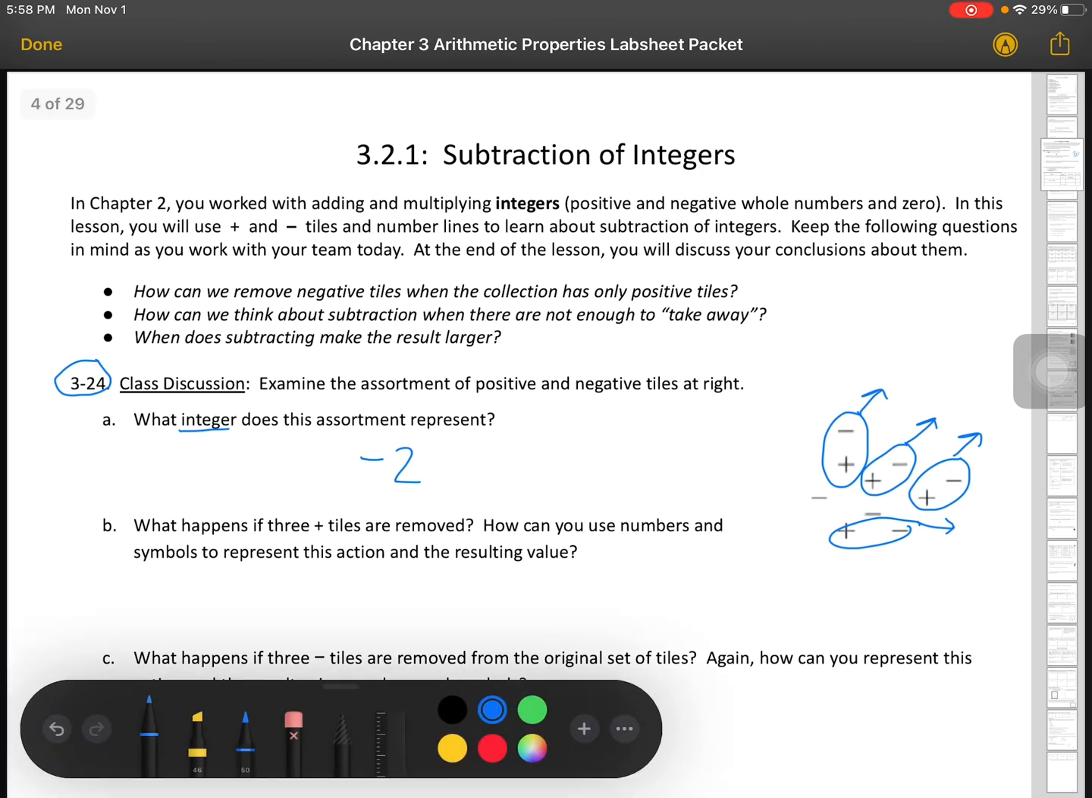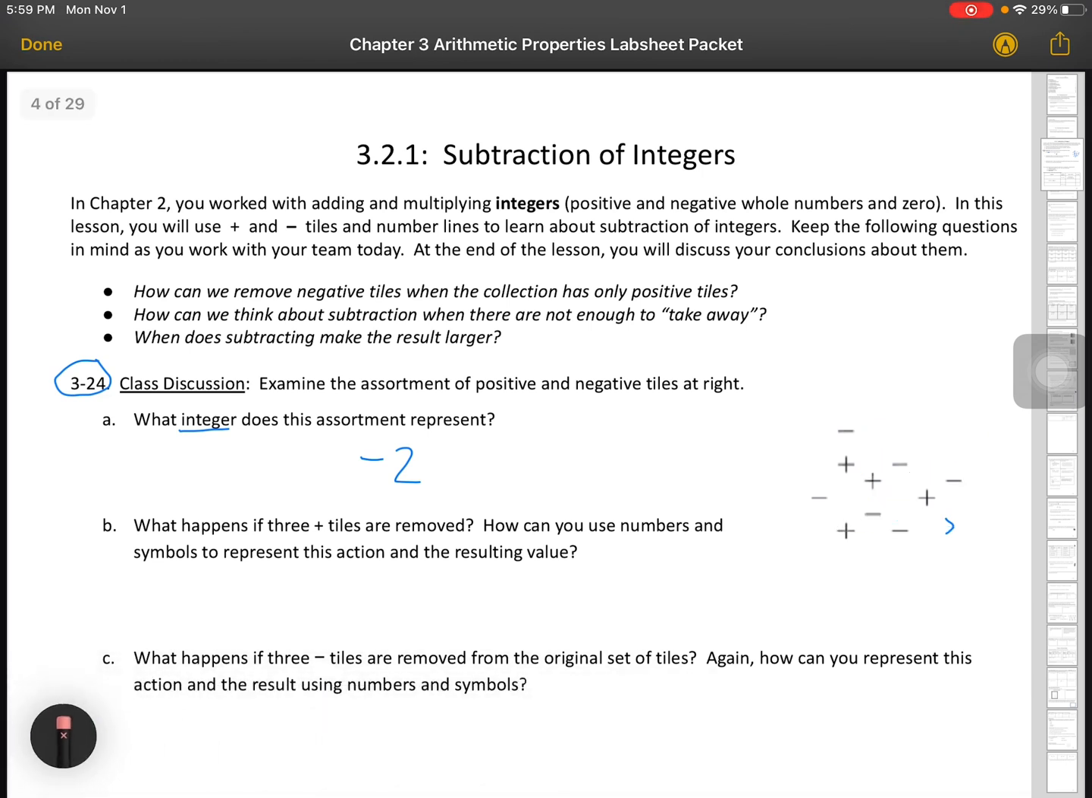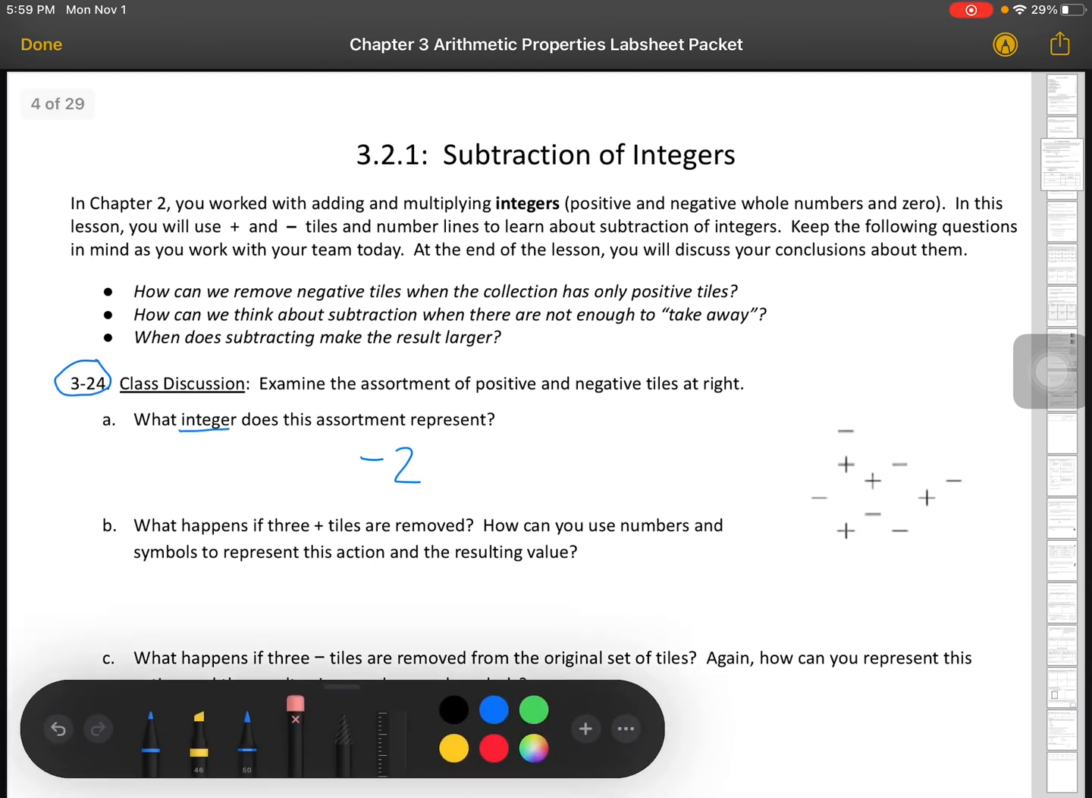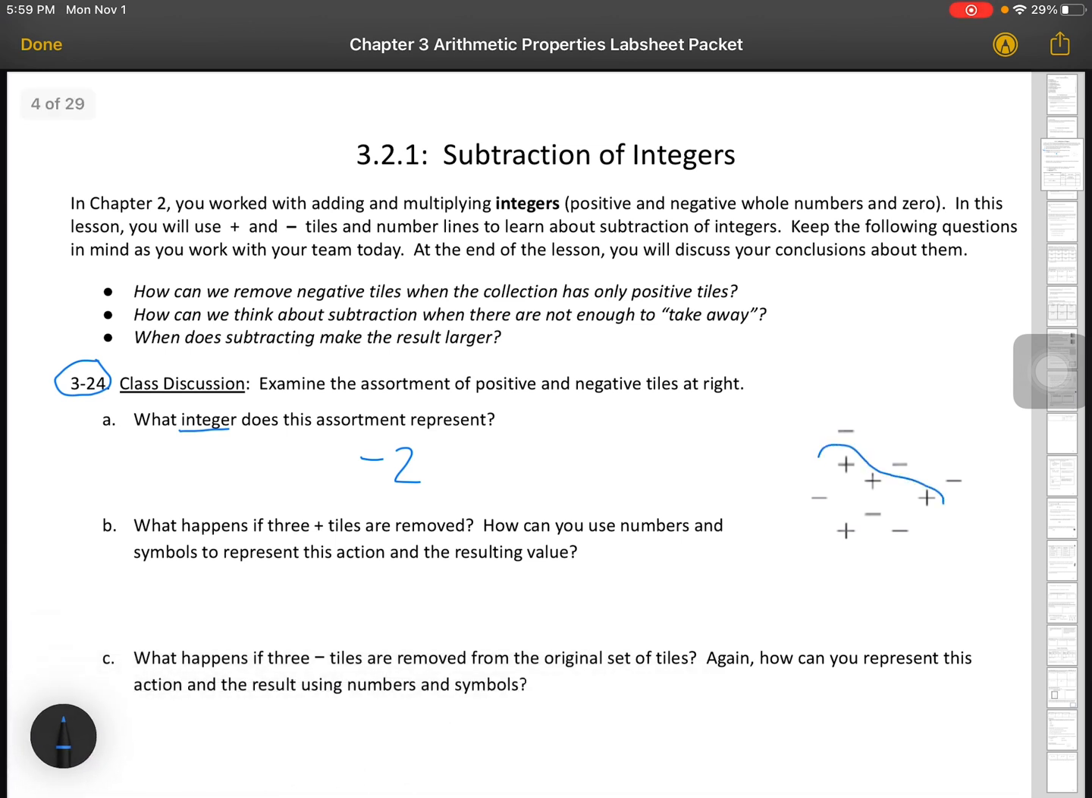So the next question, problem B, it's asking you what happens if 3 positive tiles are removed. So up until this point, we've worked with creating zero pairs. We've worked with simplifying expressions. We haven't worked with taking things away. So what we're going to do here is it says what happens if 3 positive tiles are removed. Well, let's take those 3 tiles that we see right here and let's remove those 3 positive tiles. How can you use numbers and symbols to represent this action and the resulting value?